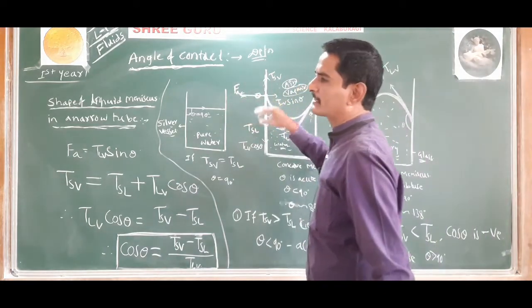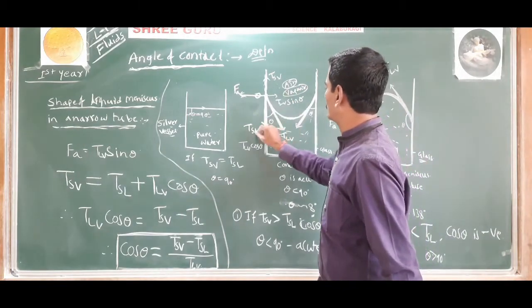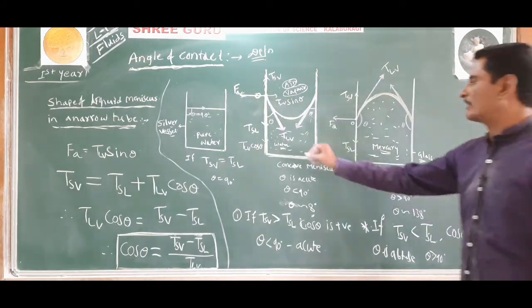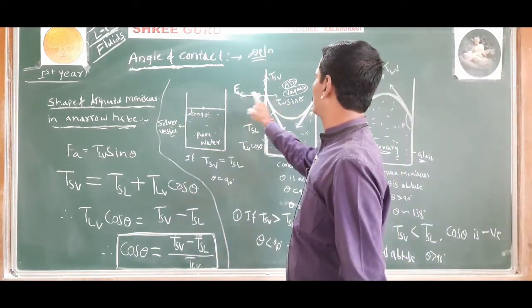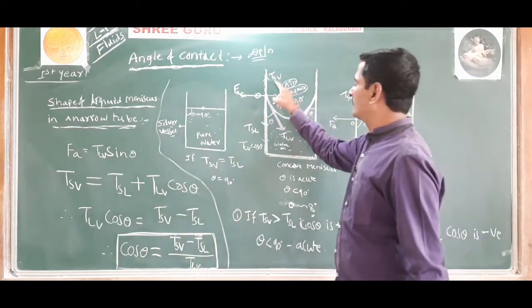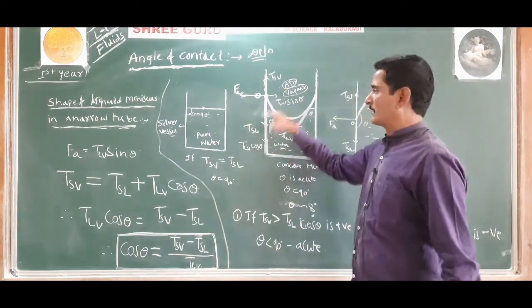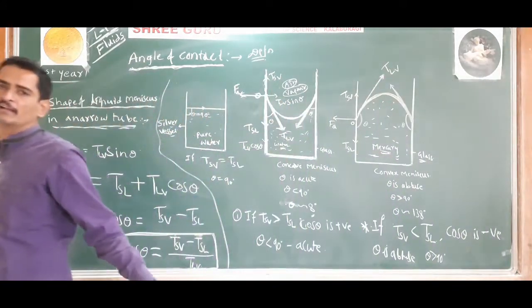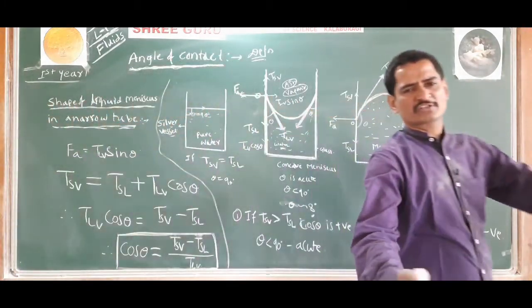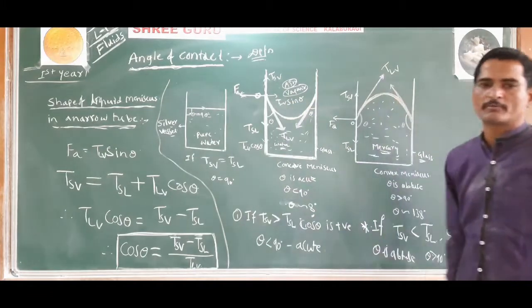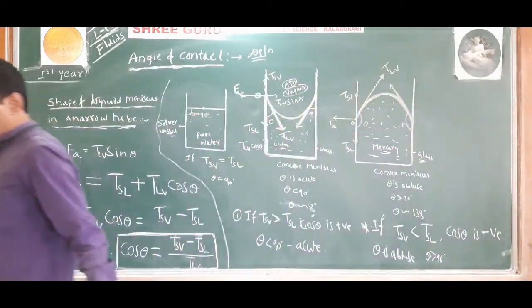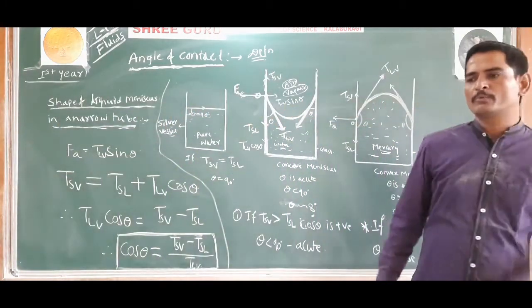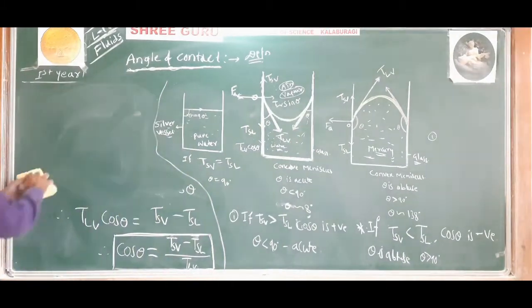What are the different forces acting on that molecule? The different forces acting on that molecule are TLV, TSL, TSV and the force of adhesion. When we resolve this TLV into two components, you will get the force of adhesion equal to TLV sin theta, and TSV equal to TSL plus TLV cos theta. This is the vertical component, and this is the horizontal component. Understood? It looks difficult, but once you study the laws of motion and learn how to write these equations, it becomes very easy. Hope you understood this concept. Now next we shall study capillarity.